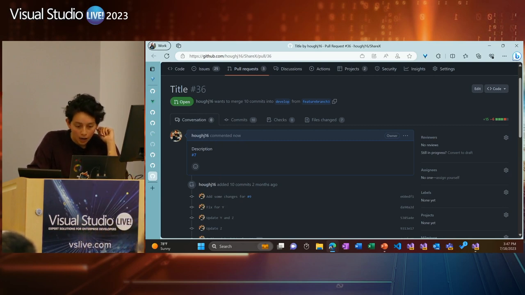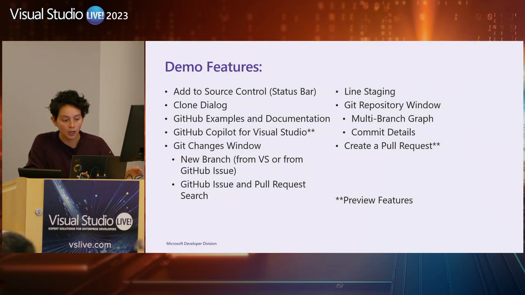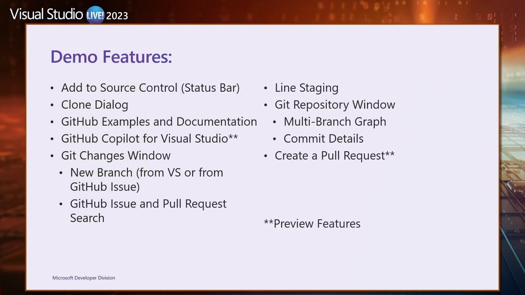Okay, I covered a lot of stuff, and just for your benefit, I wanted to put it all on one screen, if anybody had something that they wanted to go check out later. The preview features are going to be GitHub Copilot for Visual Studio, as well as creating a pull request. I should have put it on multi-branch graph, but I was so excited. It's ready to be GA'd, it's just coming out in the next GA release, which is in a couple weeks.